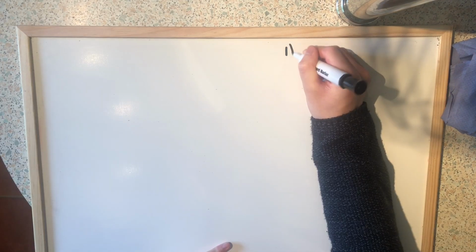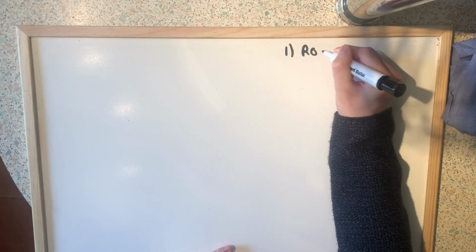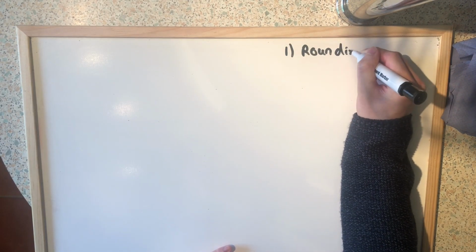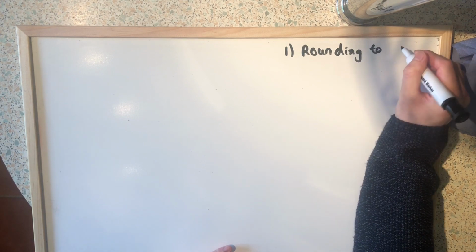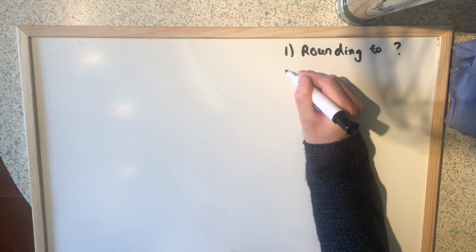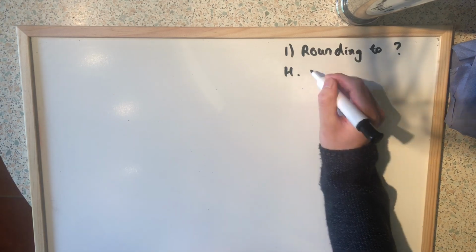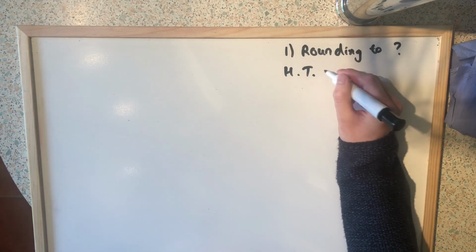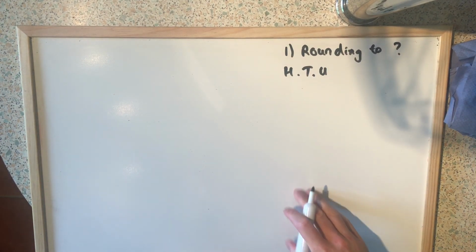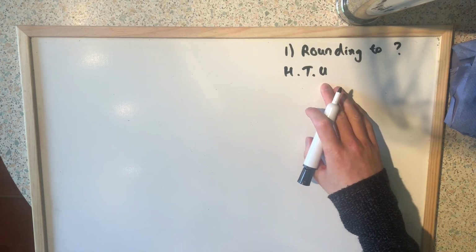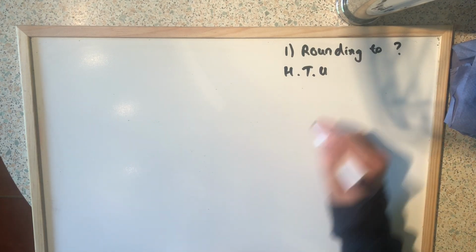So in the last video we said to be able to round, you need to know two things. Firstly, you need to know what are you rounding to? What are you rounding to? So rounding to question mark. You've got hundreds, we've got tens, units, which we usually call ones. So these are just whole numbers, units.